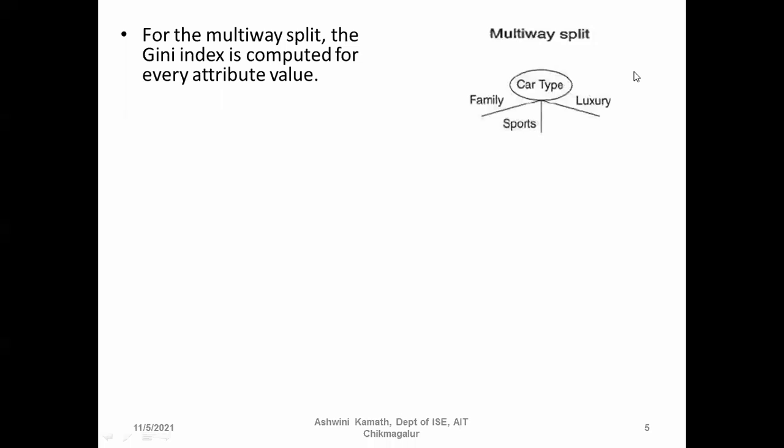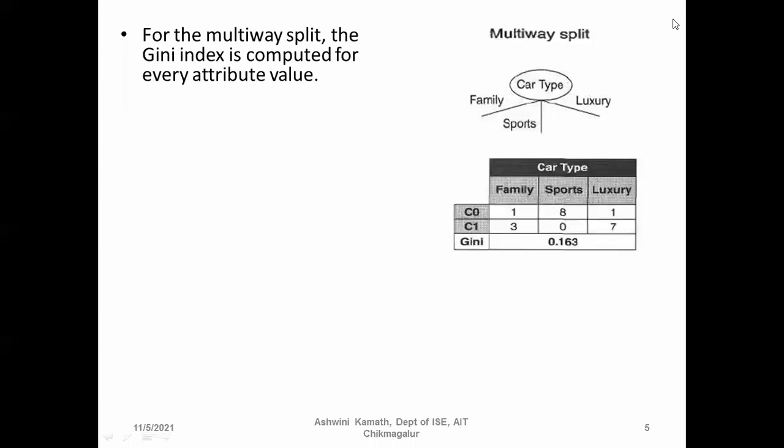So for car type, we have three car types: family, sports, and luxury. For family, one car belongs to C0 and 3 cars belong to C1. For sports, all the 8 cars belong to C0. And for luxury, 1 car belongs to C0 and 7 cars belong to C1.